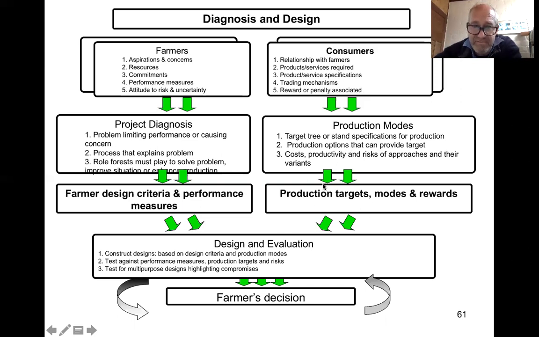And then you get production targets, modes and rewards, such as if there is a carbon market, how do they judge and measure the carbon? How do they reward the landholder? And then you come to the design process. Can we put some of the tree-related production systems together with this and come up with a design and evaluate that against the farmer considerations?